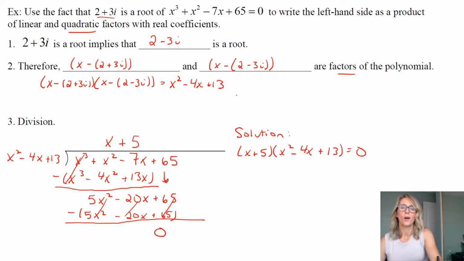So understand, our job wasn't to find the zeros necessarily or anything like that. Not that we didn't do that essentially, but our job is just to rewrite the left-hand side. So we have x plus 5 and then we have our quadratic, and we have done what they've asked us to do, and we are done. And that is section 3.0.